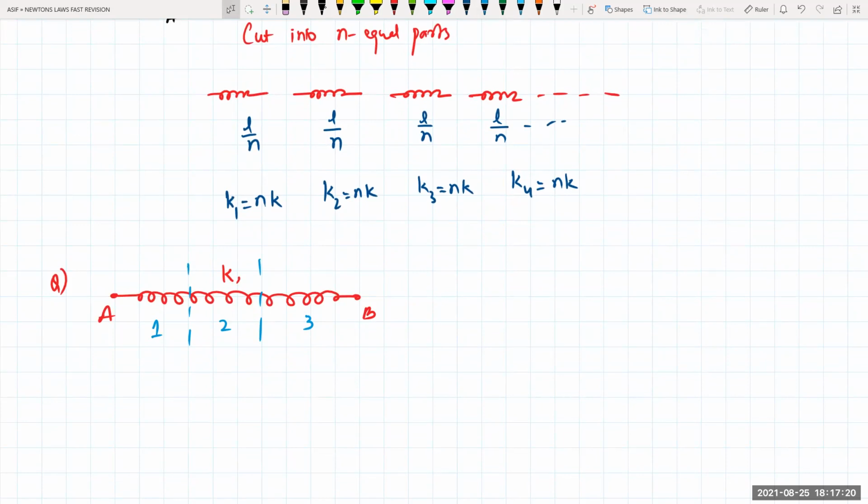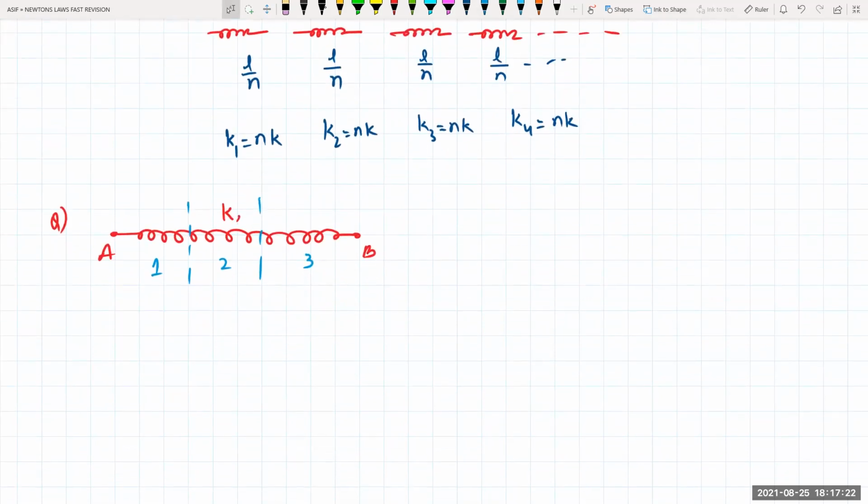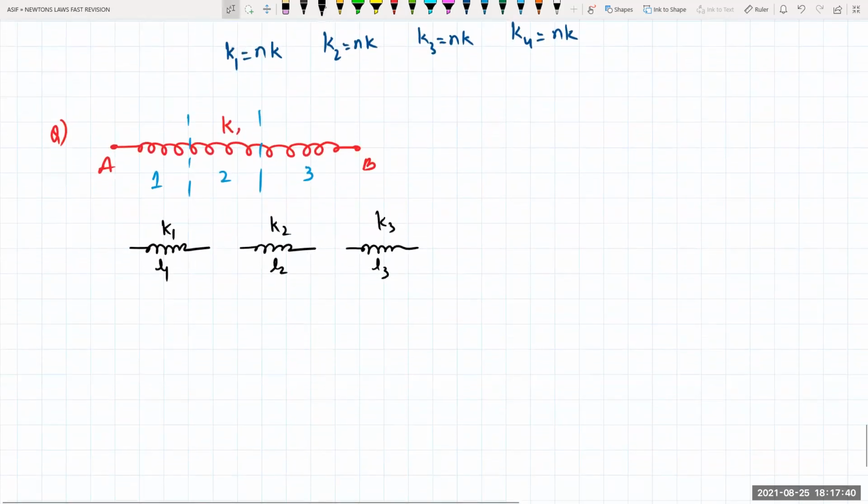They are cut in the ratio of 1:2:3. So what is the spring constant of the 1, 2, and 3? This one is K1, this one is L1, this one is L2 with K2, and this one is K3 with L3. So the total length will be equal to how much? 3 plus 2 plus 1. 3 plus 2 is 5, 5 plus 1 is 6. So 6 will be the length.